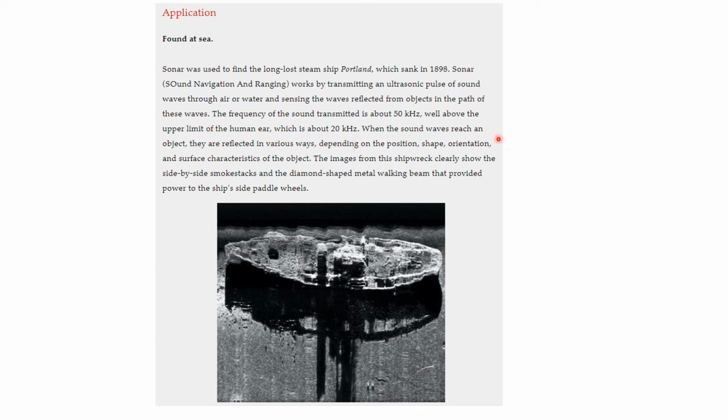When the sound waves reach the object, they're reflected in various ways depending on the position and so forth. These differences allowed them to come up with this image. You can see two smokestacks, for example, in this triangular region that is also providing power to the ship's side paddle wheels.